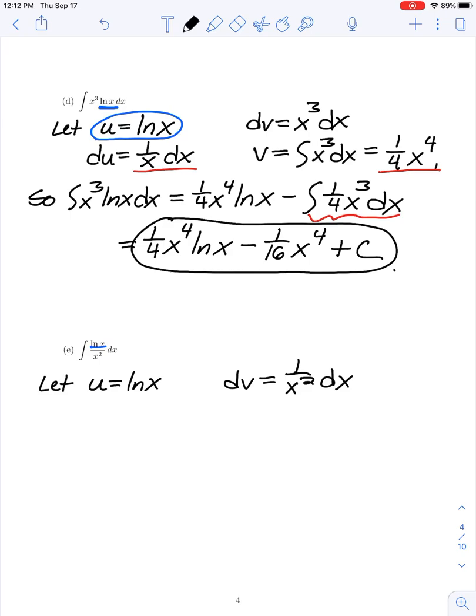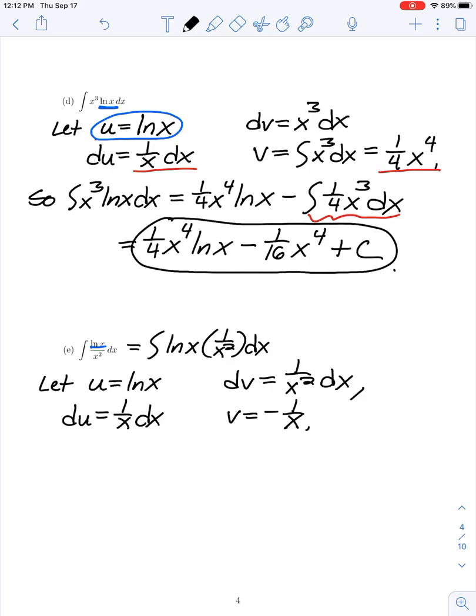So another way you might think about your integral is as the product of log x with 1 over x squared dx. So I'm choosing u as the log x and then dv as everything else. In which case du is 1 over x dx, and v would be the antiderivative of 1 over x squared, which is negative 1 over x.